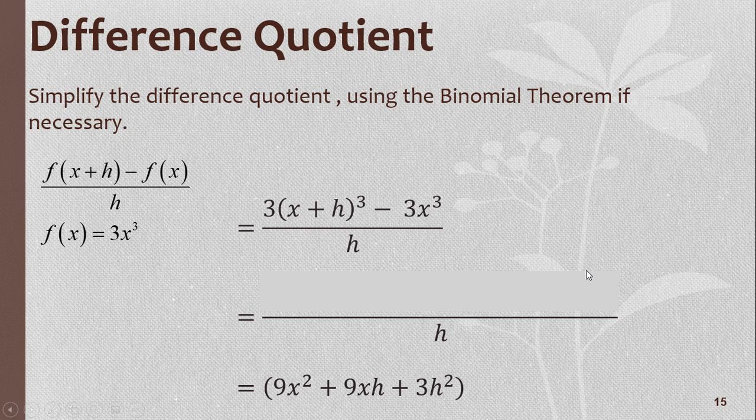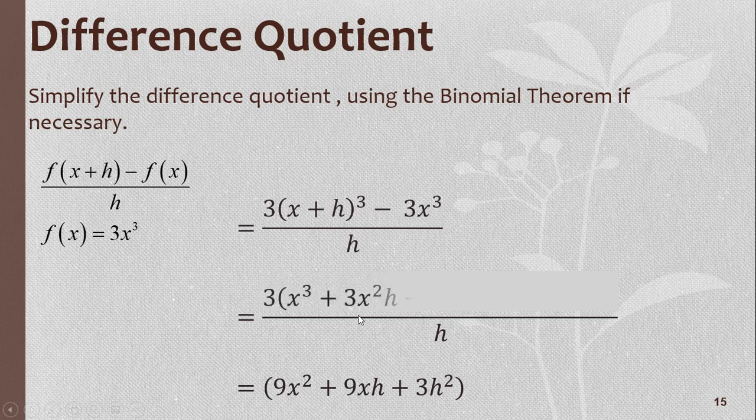All right, this difference quotient, this is something that you're going to look at if you ever get into calculus. But this is just another application of the binomial theorem. So here I have f of x plus h minus f of x all divided by h. My function is 3x cubed. Well, what do I have? I have 3 times x plus h cubed minus 3x cubed divided by h.